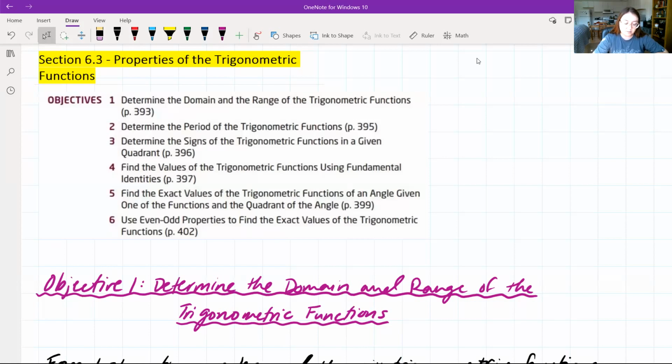4, find the values of the trigonometric functions using fundamental identities. 5, find the exact values of the trigonometric functions of an angle given one of the functions in the quadrant of the angle. And 6, use even odd properties to find the exact values of the trigonometric functions.